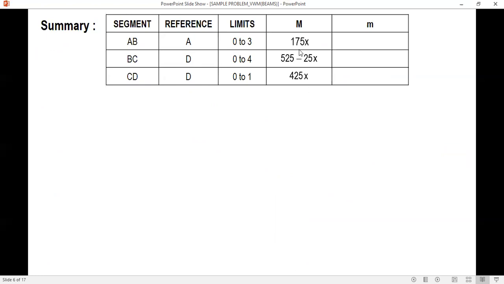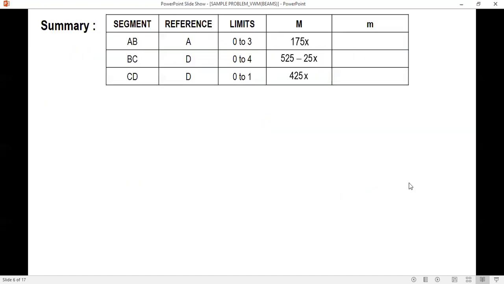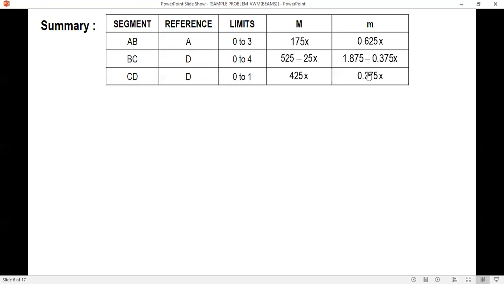Okay. So, these are the expressions of M due to real loads. So, 175x, 525 minus 25x, and 425. While for small m, this one, 0.625, 1.875 minus 0.375, and 0.375.